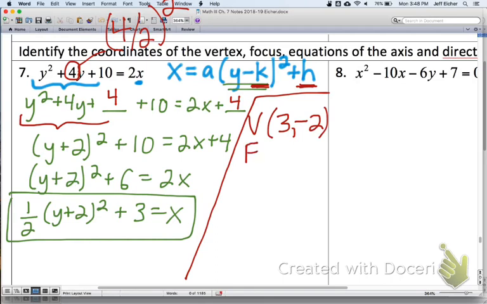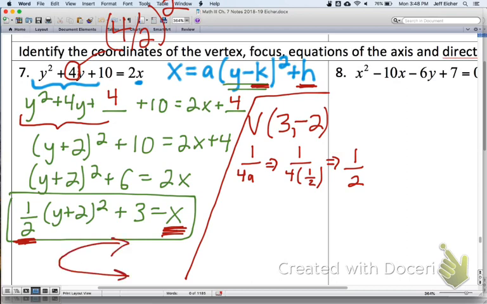Our focus, to be able to figure out the focus and directrix, we're going to need the quantity, what is 1 over 4a? That would be 1 over 4 times a half. So 4 times a half is 2. So 1 over 2. So the focus, this is a parabola opening to the right because we have an x, so it's not up or down, it's left or right, and it's a positive a value. So it opens this way, and the focus is right in the middle, and the directrix is out here somewhere.